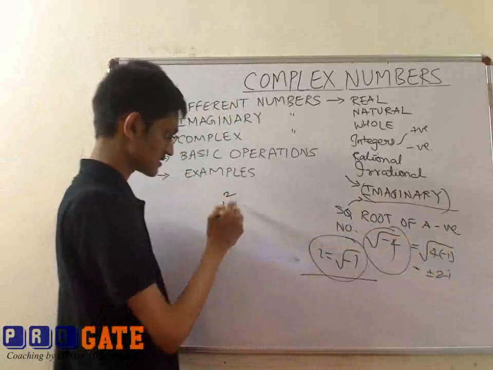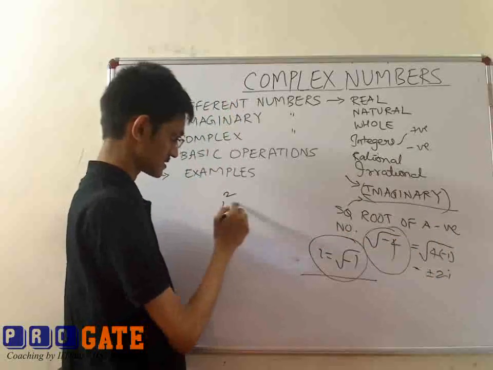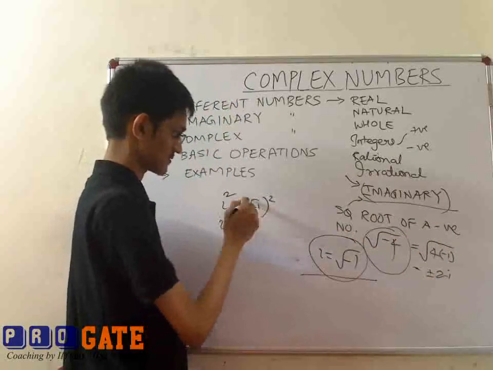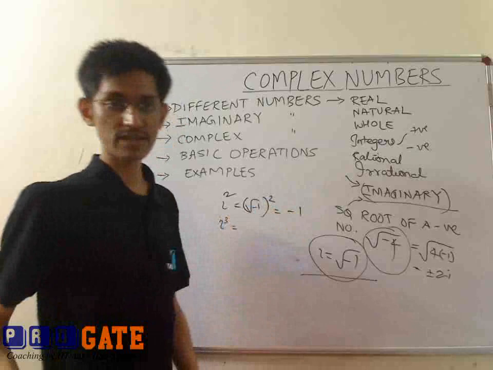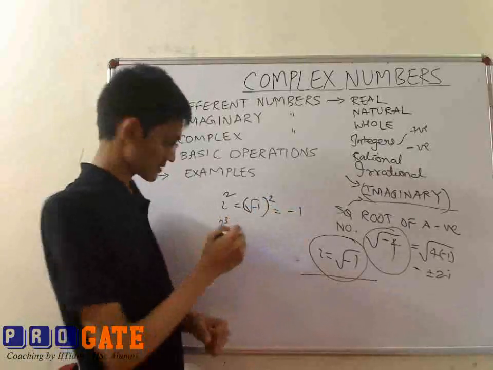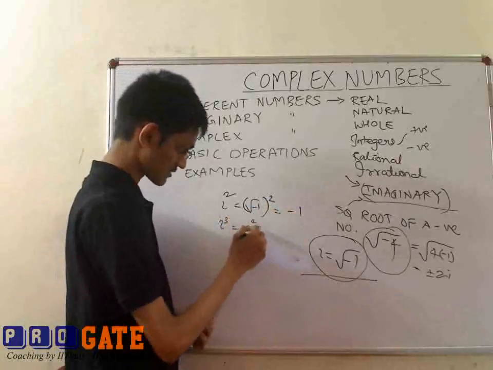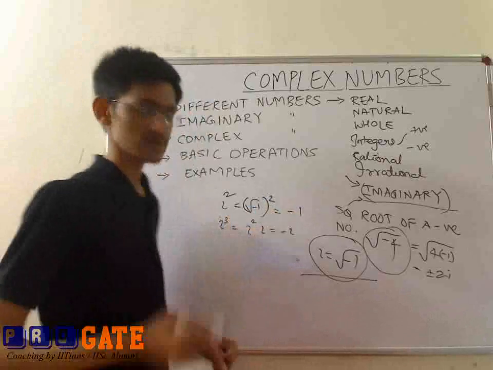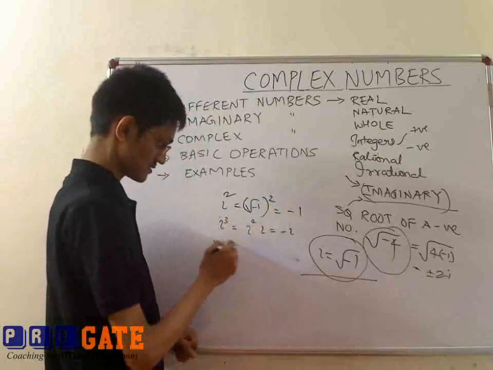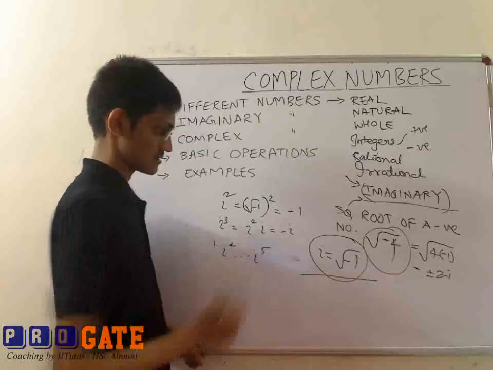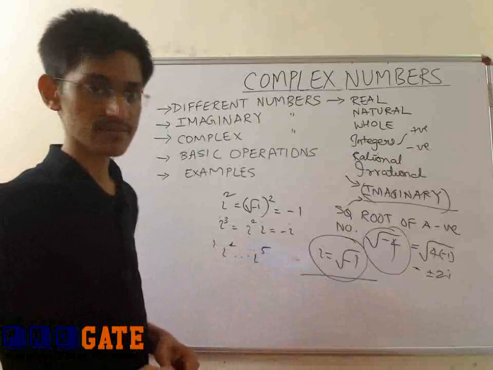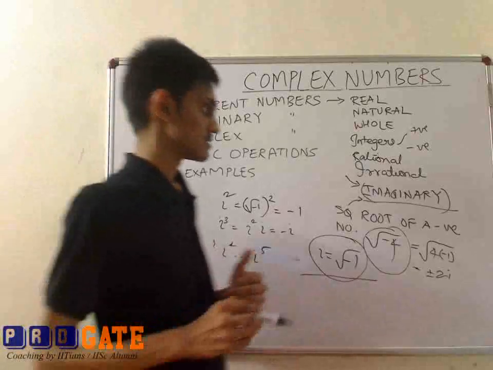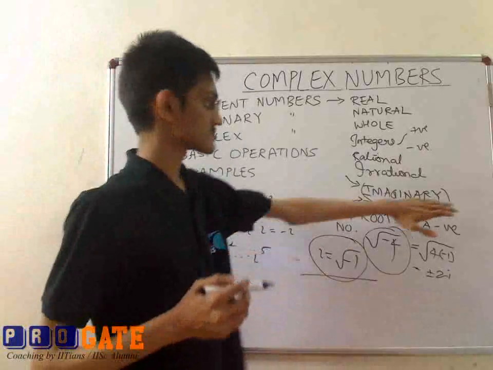So we can go further for i square, i cube, which is nothing but i square would be -1. How would you go about solving i cube? It would be i square dot i. So that would give you minus i. In this way, you can calculate the n powers of i. So this is with respect to imaginary number.